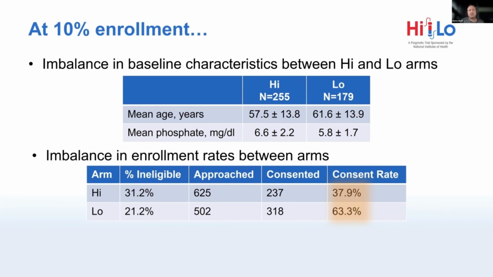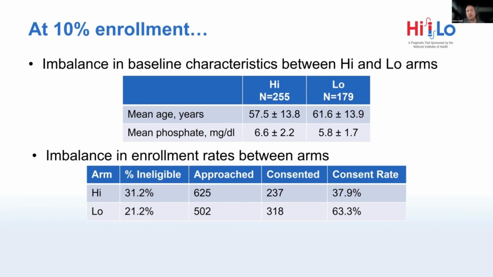So the low arm, which basically had to just carry on with what they're doing with no change, 2/3 of patients were willing to participate. But the high arm, which was a deviation against what people have kind of been overeducated about, that is, get your phosphate down, we had a much lower consent rate. And these were worrisome enough, and we think they were a consequence of this issue of post-randomization consent.